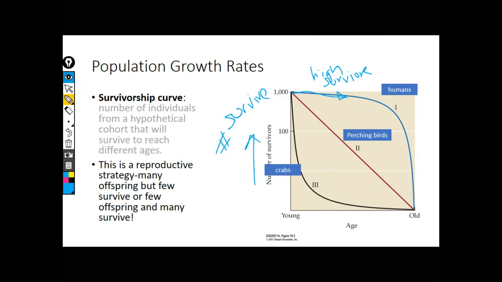Now this comes as a trade-off. If you're going to have high survivorship with your offspring, this also tends to mean that you have more investment in your offspring, and you're going to have very few of them. Imagine this like humans. We have 1 to 2 at a given time. We give birth to 1 baby at a time. Even if you have more than 1 child in a family, they're not giving birth to more than 1 at a time usually.